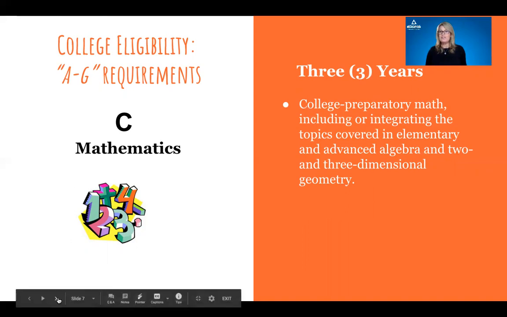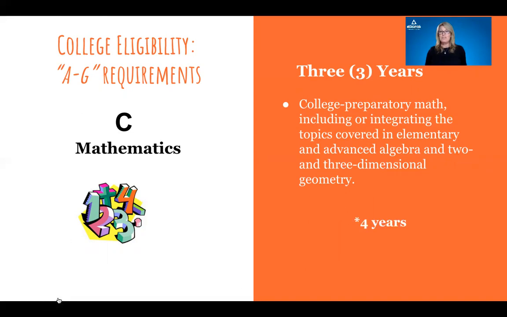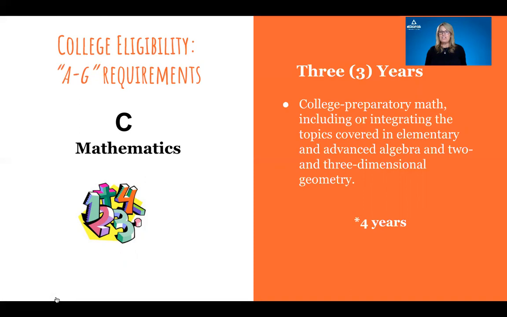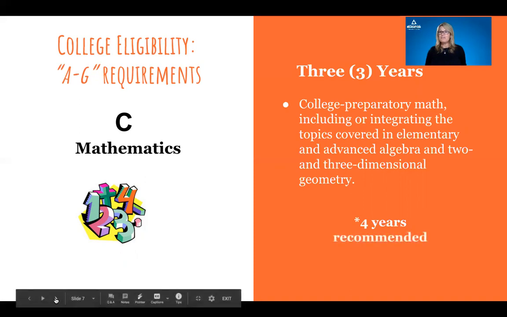Now you will start to see that some of the A through G also have recommendations. And for students who are especially going into a STEM major, 4 years of math is probably a good idea. And so 4 years is the recommendation in order for students to stay competitive.